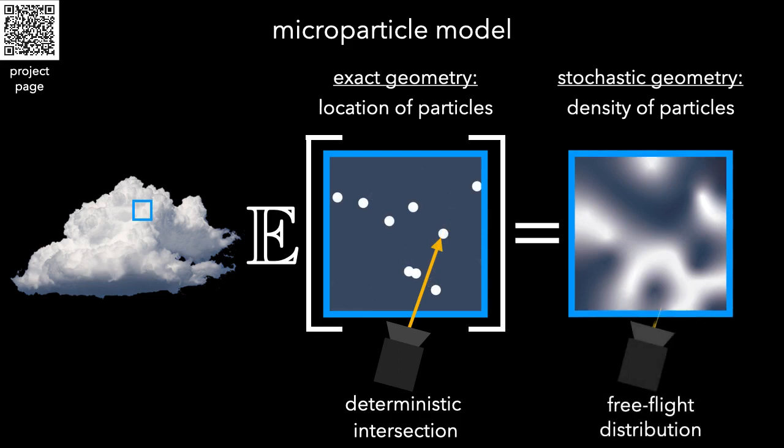In the stochastic representation, we account for this variability by using the distribution of these distance values, or free flight distribution, across all possible random configurations. Amazingly, this distribution has a known closed form as an exponential. Then, rather than use an intersection with a single particle configuration, volume rendering averages over distance values from this distribution.